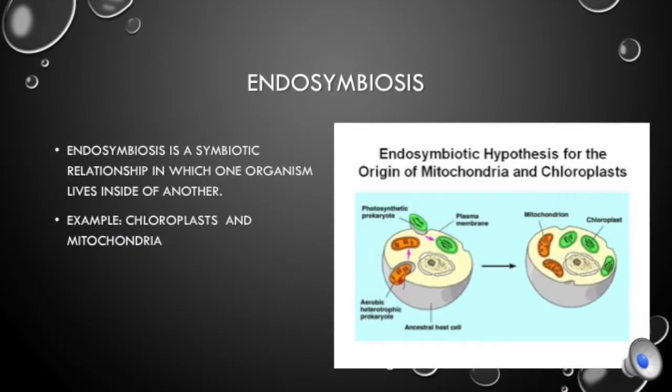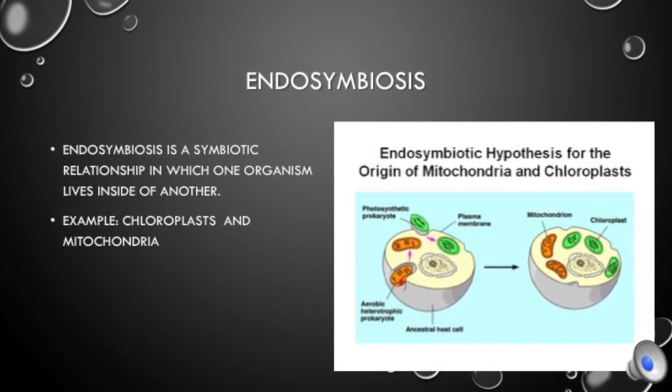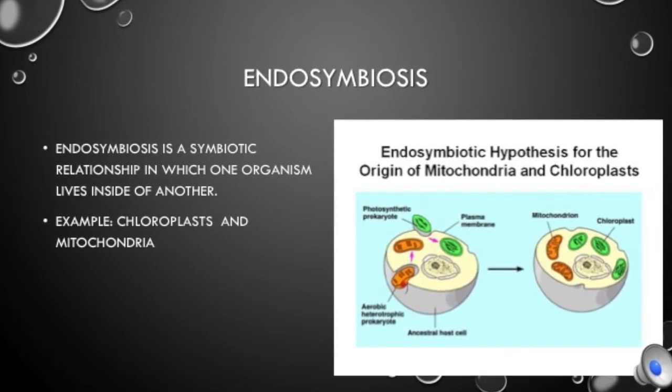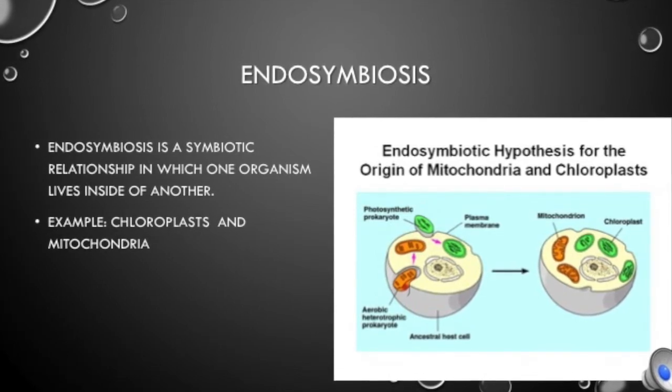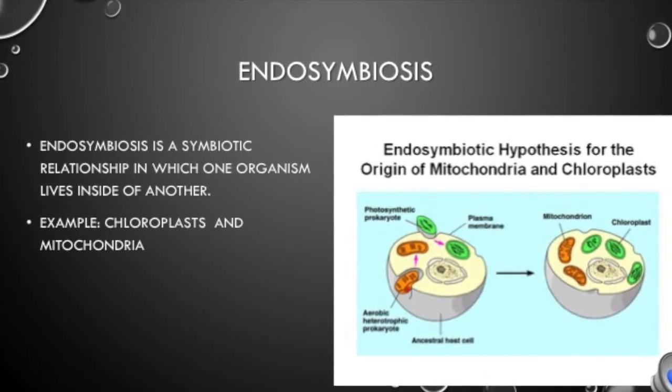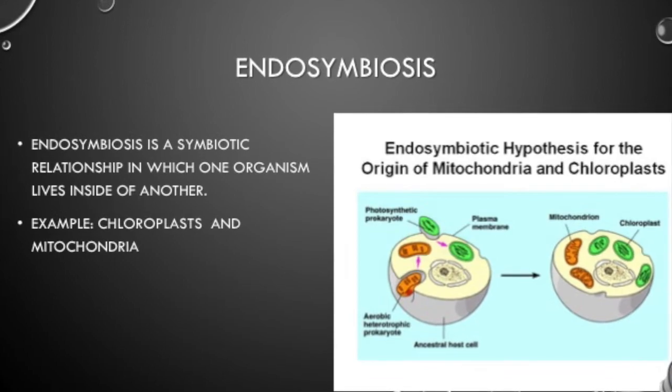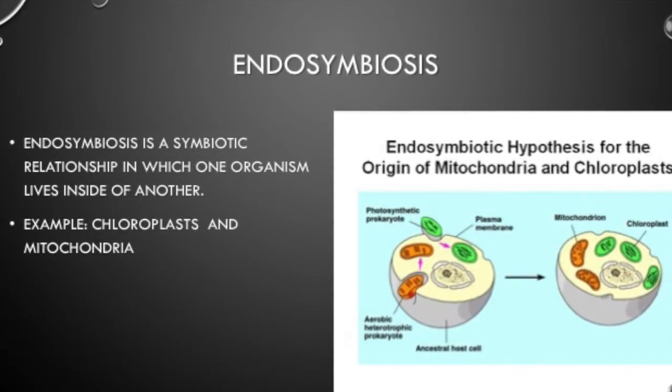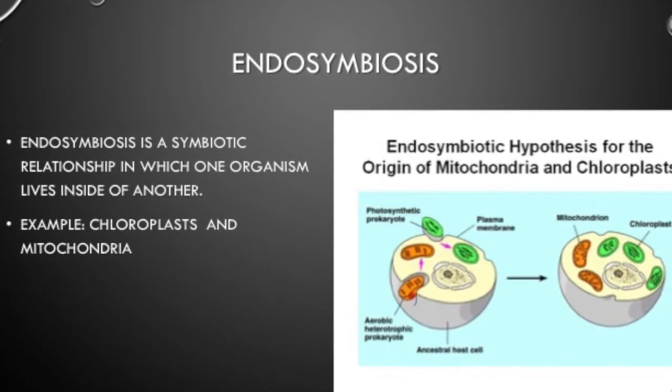The final subtype of symbiotic relationships is called endosymbiosis. That is a symbiotic relationship in which one organism lives inside of another. A good example of this are chloroplasts and mitochondria. This symbiotic relationship is where we believe we get eukaryotic cells.